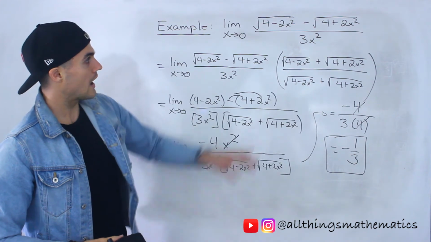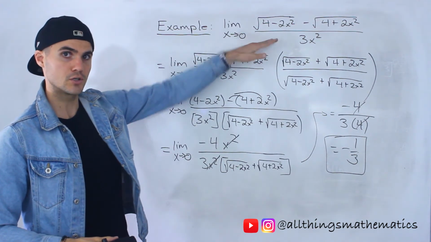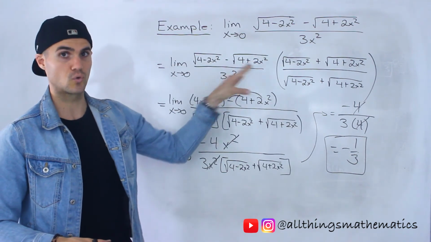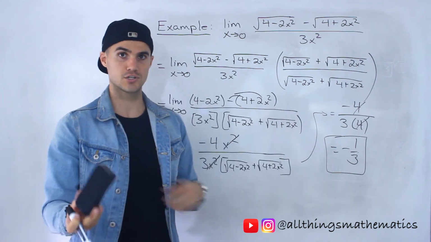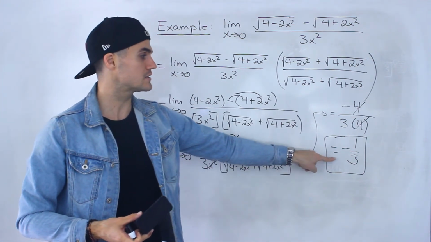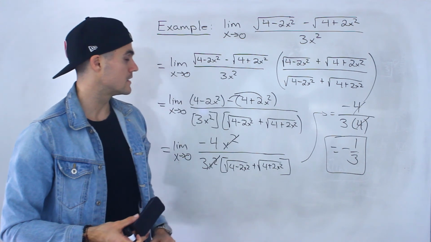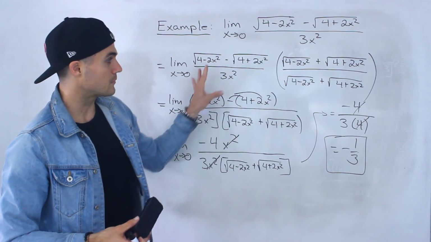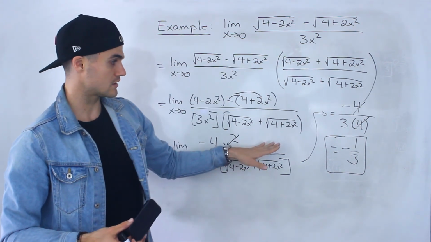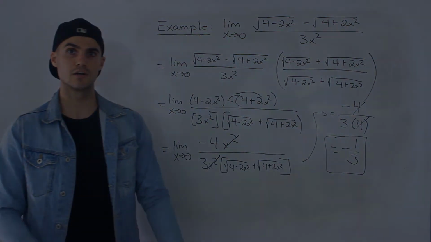So, quick recap. Two different ways to do this limit. You can use L'Hopital's rule. You're going to have to do it twice, and it's going to get ugly. You can actually try it for practice, and you should get the same answer, negative 1 over 3. But I recommend doing it with rationalization like this. Either way, final answer, negative 1 over 3.